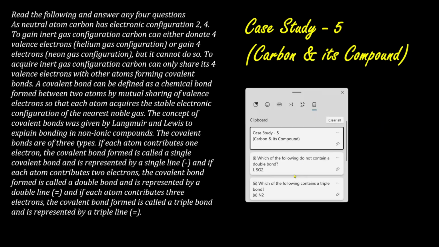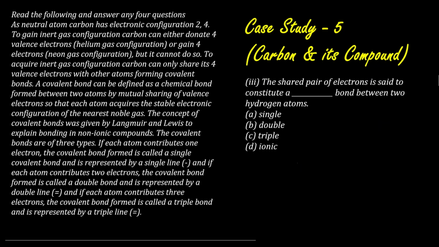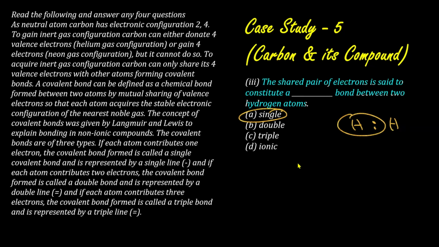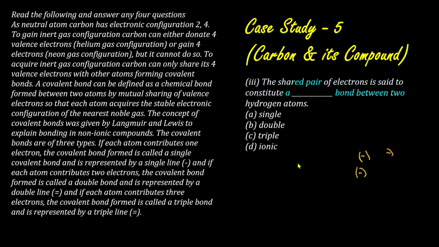Now, what is the third part? It says the shared pair of electrons constitutes a dash bond between hydrogen atoms. We know that it's a single covalent bond between hydrogen atoms. Hydrogen with atomic number 1 has 1 electron in the outermost shell and will obtain the helium configuration if it has 2 electrons. So they share one pair of electrons to form the hydrogen molecule. So the correct option is A over here.